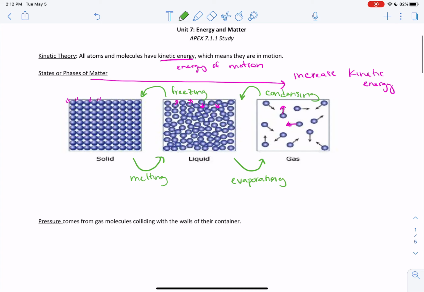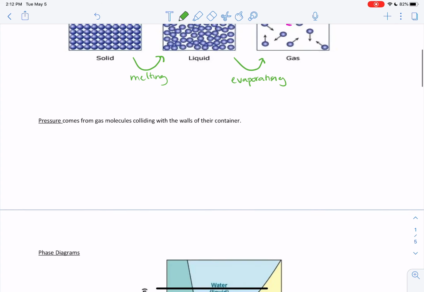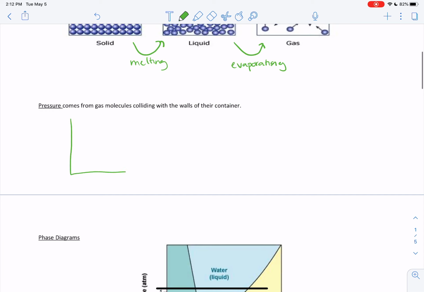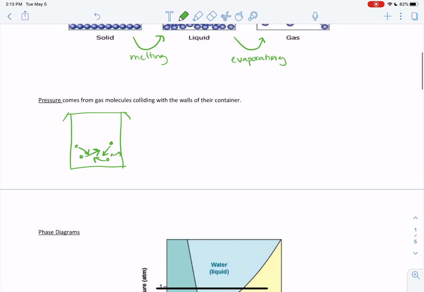We also talked a little bit before about pressure. Pressure comes from gas molecules colliding with the walls of the container. So we know that gas molecules move the most, right? So they're moving around in their container. Let's say we put a lid on this container so they can't get out. And they're bouncing around, and some of them will collide with the walls. And when they collide with the walls of the container, that creates pressure. So if we're at our normal sea level, like where we are at now, this is the case here.